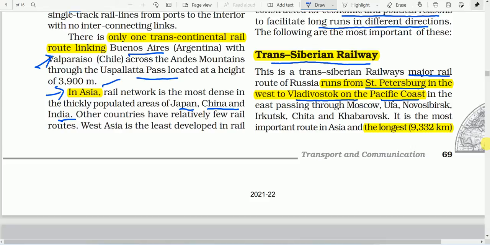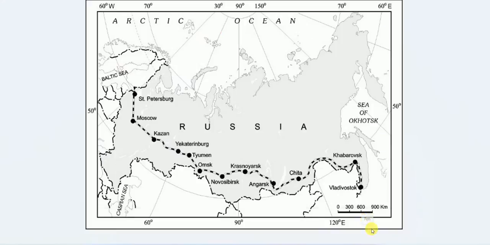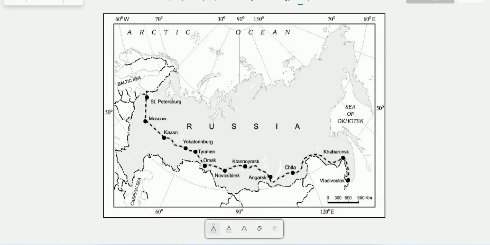You have to remember the two terminal stations. The one in the west is St. Petersburg, and the one on the Pacific coast is Vladivostok. And the map is also there in the textbook. And here also, I think you may be seeing, here we have St. Petersburg in the west, and in the east we have Vladivostok on the Pacific coast, and this is the Trans-Siberian Railway.